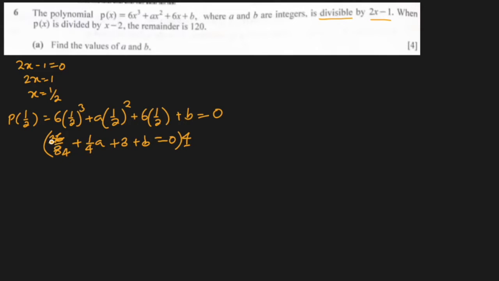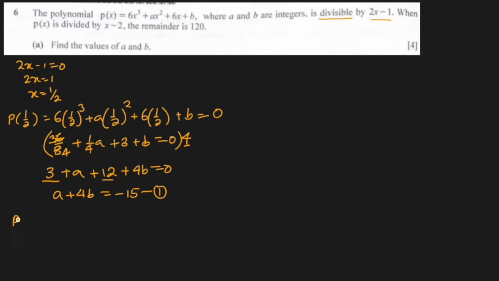So 4 times 3 fourths, the 4 and 4 will cancel out, so just 3 is left here. 4 times 1 fourth is 1, so just a left, but 4 times 3 is 12, and 4 times b is 4b, equal to 0. So 3 plus 12 is 15, so a plus 4b equal to negative 15 when taken to the right side. This becomes equation number 1.